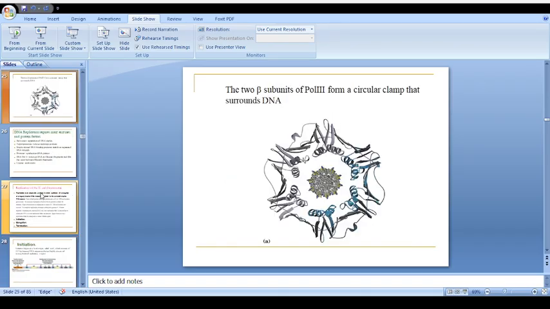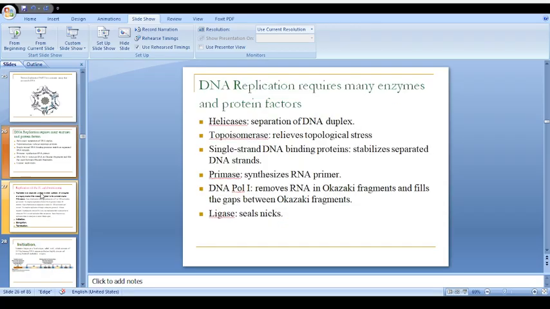The two subunits of polymerase 3 form a circular clamp that surrounds the DNA. This diagram clearly shows how it is attached to the double helical DNA. Further, DNA replication requires many enzymes and protein factors, which include helicase, which is responsible for the separation of the DNA duplex.